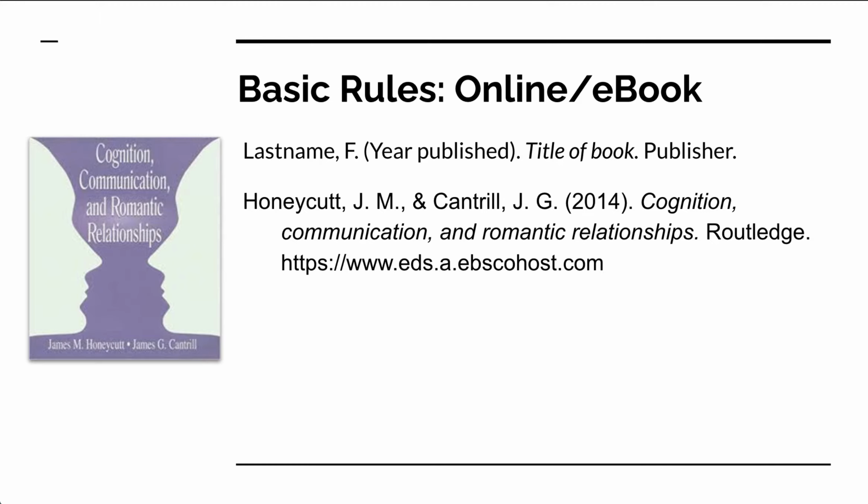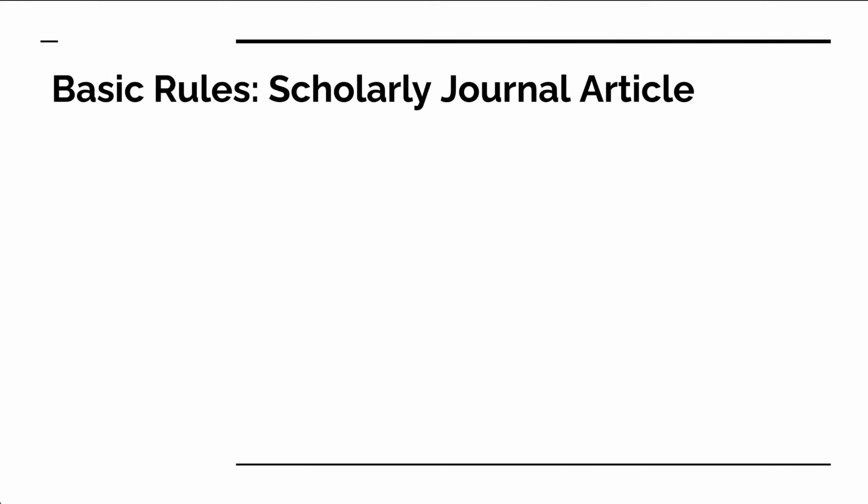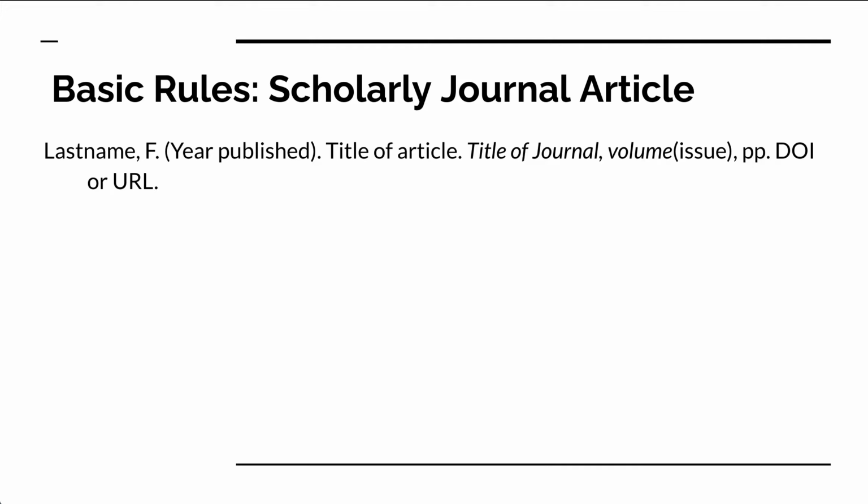Next, you'll include the publisher name, in this case Routledge, and since this book was found online, you'll also need to include a hyperlink to where your readers can find this book. Next, let's go over something a little more complicated, a scholarly journal article. This is your basic formula for citing scholarly journal articles in APA style.